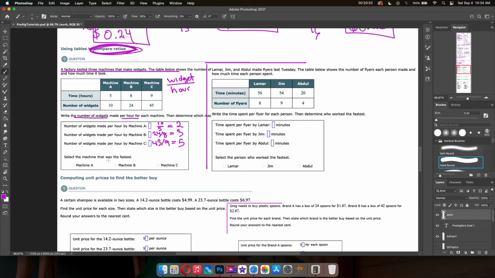Select the machine that was the fastest. Fastest meaning that they made the most widgets in the shortest amount of time. And that's pretty obviously going to be machine C. So that's the one you end up boxing.